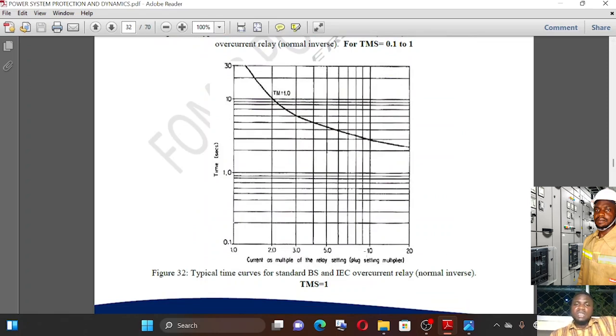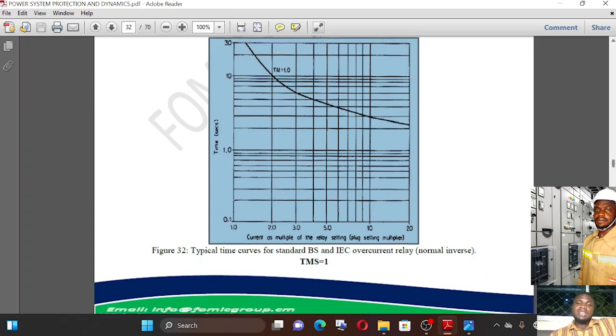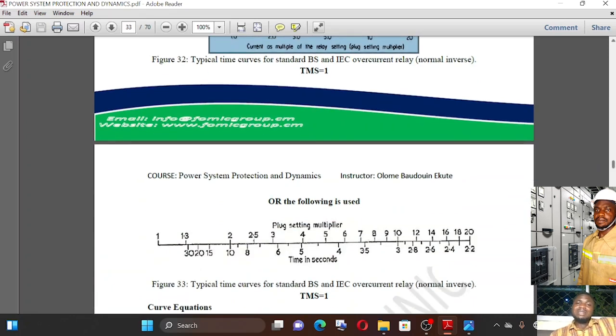So this can be given even while designing a system where you probably want to use another time multiplier setting, but you have just the time multiplier setting of 1. You can still use it, but you have to do some logic to deduce the required time multiplier setting which you are to use. Even in questions, if a question is given to you, you can still use the time multiplier setting of 1 and apply it to the required time multiplier setting which you wish to use.